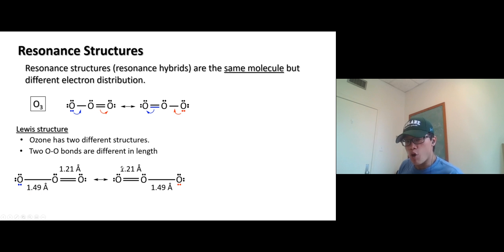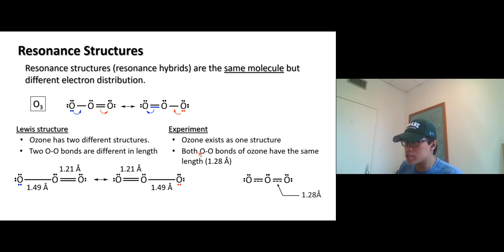However, compare this to the experiment. This is what we actually find out. The experiment said ozone exists as one structure. Whoa. Well, of course, we have to believe the experiment. The Lewis structure is just our drawing, right? Maybe it does not reflect the real ozone. But experimentally, we found that ozone exists in only one structure. And both the oxygen bonds in ozone have the same length, not 1.49 angstrom or 1.21 angstrom. It's only 1.28 angstrom, somewhere between the length of a single bond and the length of a double bond.